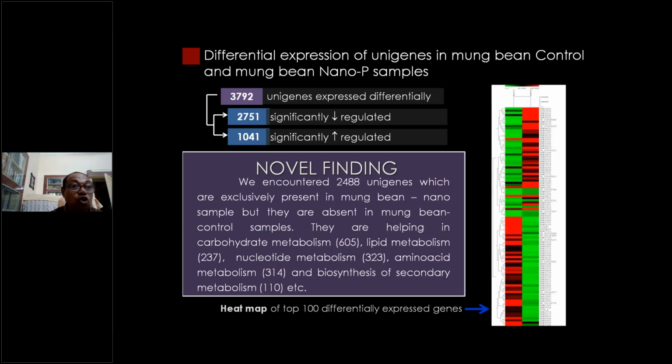And in case of leguminous crops, you see there also that many immunogens are expressed differently. This many immunogens are significantly down regulated and this many significantly up regulated. When we analyze the significance of these changes individually, we found that they are helping carbohydrate metabolism, this many 605, lipid metabolism, nucleotide metabolism, amino acid metabolism, and biosynthesis of secondary metabolites. So indirectly, these changes are beneficial to the crops.